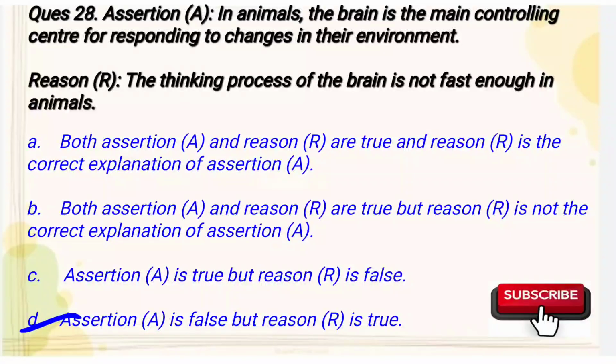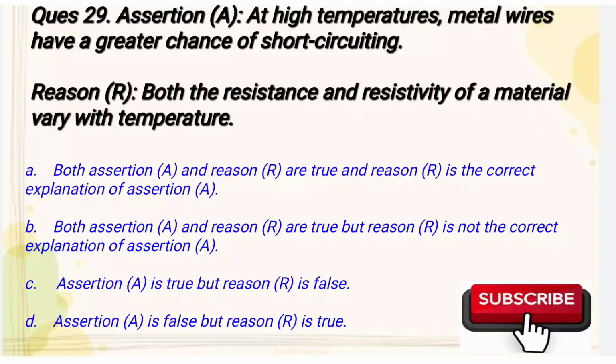Option D, assertion is false but reason is true. Assertion: at high temperature, metal wires have a great chance of short circuiting. Reason: both the resistance and resistivity of a material vary with temperature.